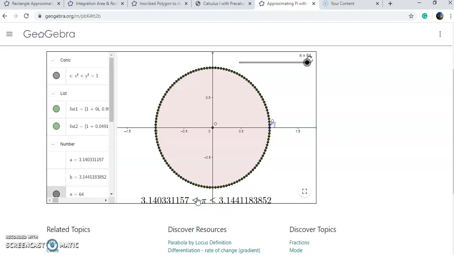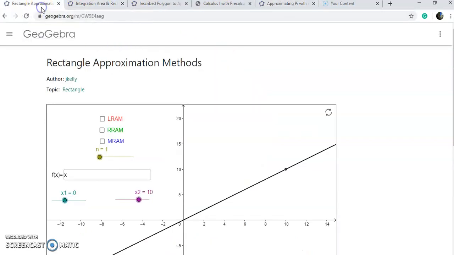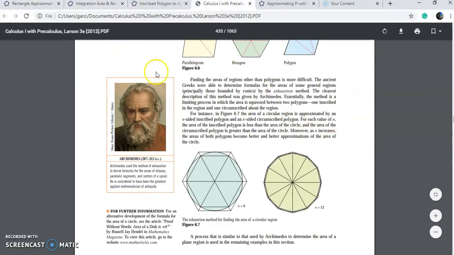Now, that is the idea we will apply to find areas here. Why? We will make a figure similar to this. In the book, here it is.